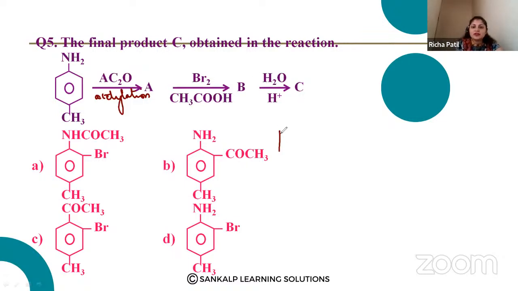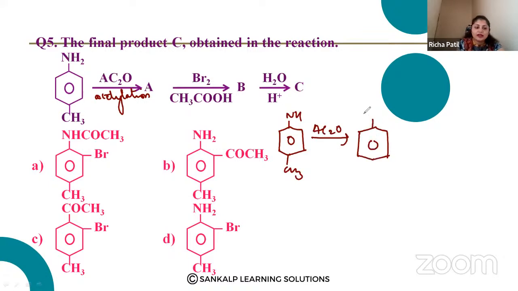So this is your NHCH3. You treat it with Ac2O. So this is acetylation. If you do acetylation, you will yield NHCOCH3, an amide. Acetylation means the COCH3 group will get attached there. So this methyl group will be as it is.